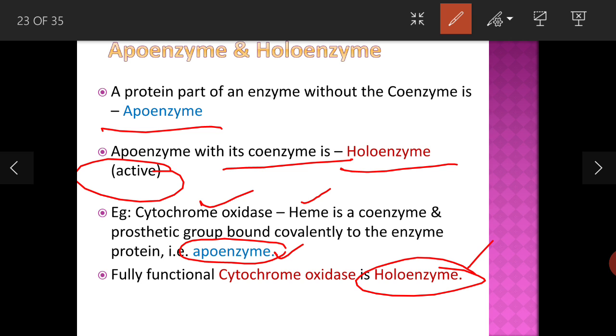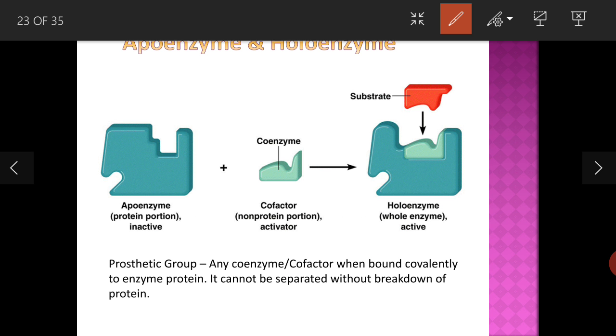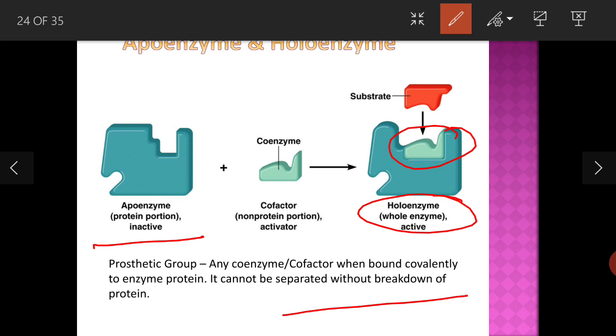So this is about apoenzyme and holoenzyme, cofactors and coenzymes. Here you can see an apoenzyme, and the cofactor binds here, and then it becomes the holoenzyme, which is active. As I mentioned, a prosthetic group is any coenzyme or cofactor bound covalently to the enzyme protein, and it cannot be separated without breaking down the protein.